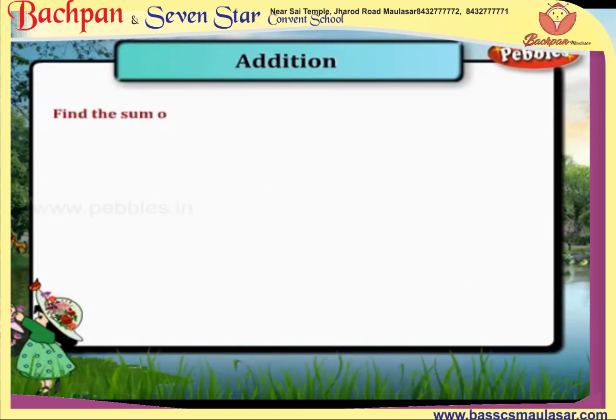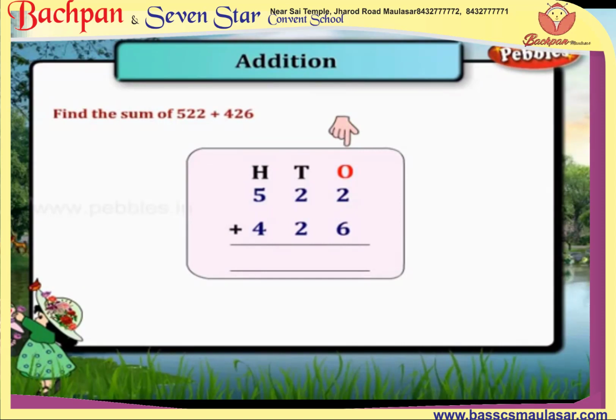Find the sum of 522 plus 426. Add the ones. 2 plus 6 is equal to 8. Add the tens. 2 plus 2 is equal to 4. Add the hundreds. 5 plus 4 is equal to 9. The sum of 522 plus 426 is equal to 948.